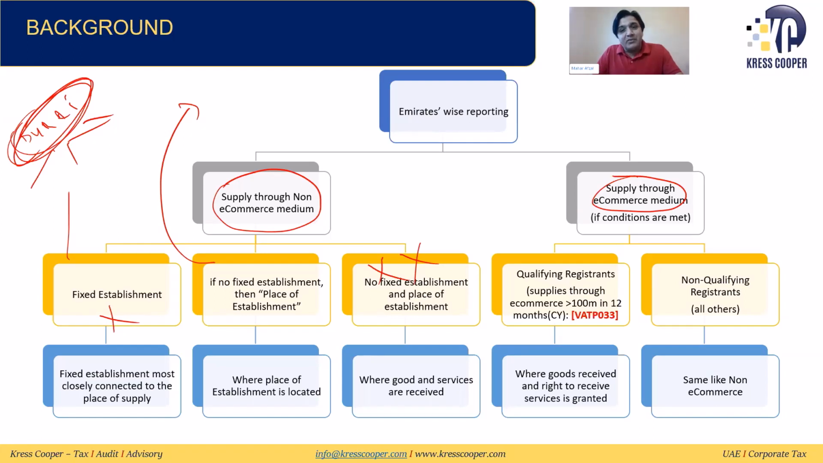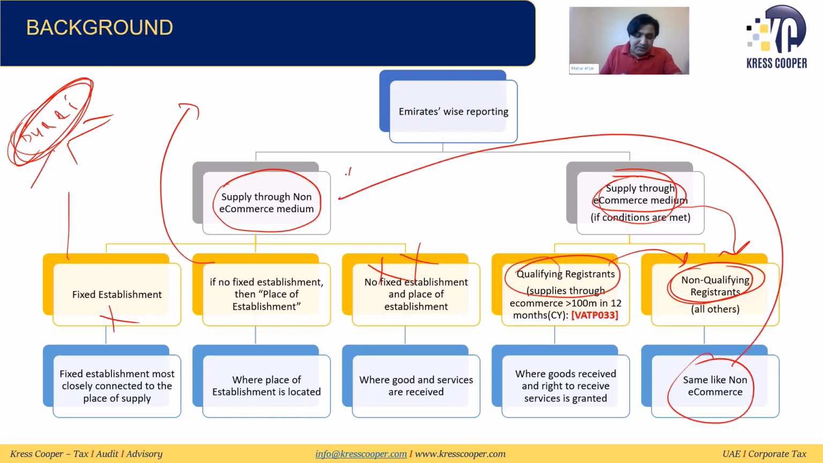If the supply is being made through the e-commerce medium, the question arises whether the value of the supply made through the e-commerce medium is more than 100 million or less than 100 million. If the value of the supply is less than 100 million, in the public clarification they have given it the name of non-qualifying registrant, and above 100 million a qualifying registrant. I am assuming this is a non-qualifying registrant. If the value of the supply made through the e-commerce medium, website, app, as I discussed in detail, is below the threshold, the treatment will be 100% the same as the supply through the non-e-commerce medium.